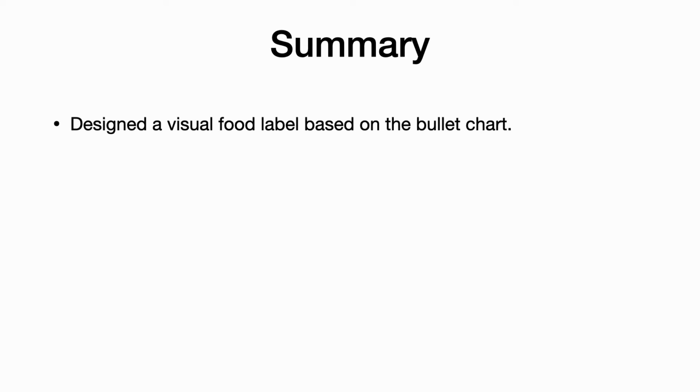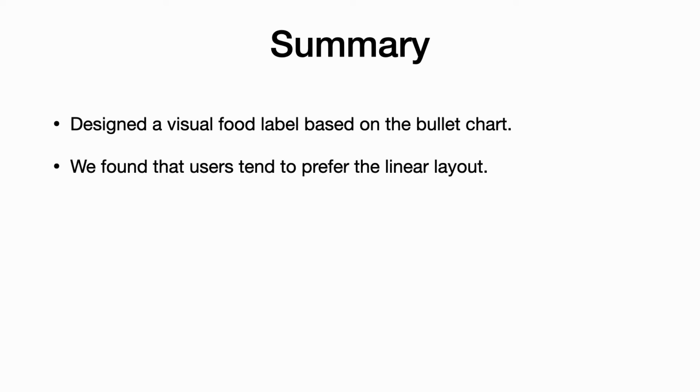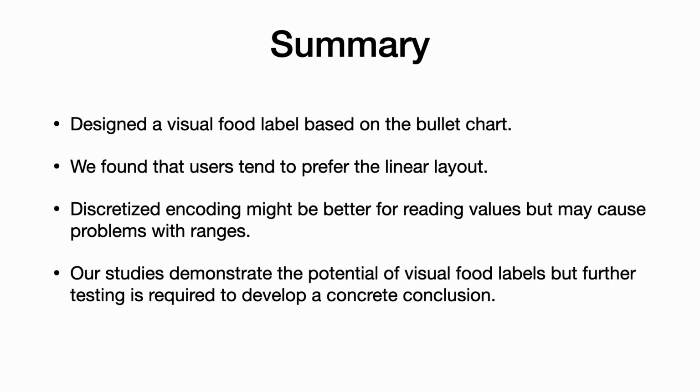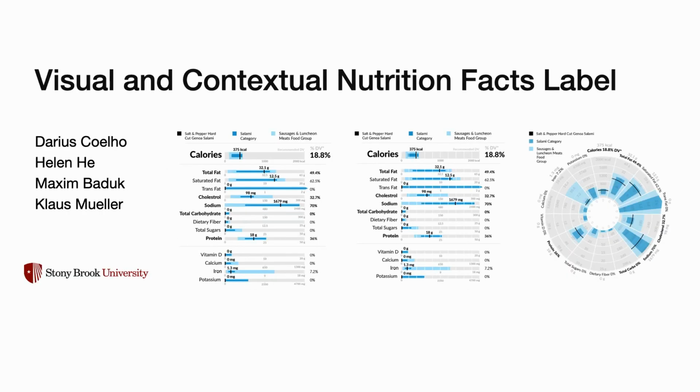To summarize, we designed variations of a visual food label based on the bullet chart. We conducted pilot studies that showed users preferred our linear layout visual label. However, there were no significant differences between the two types of unit encodings. While our studies demonstrate the potential of visual food labels, further testing on a large diverse set of participants is required. Thank you.